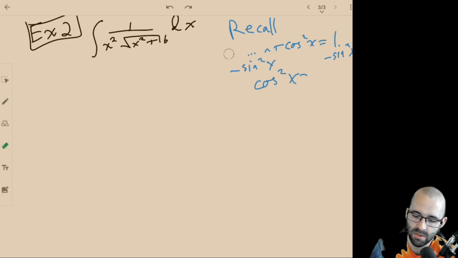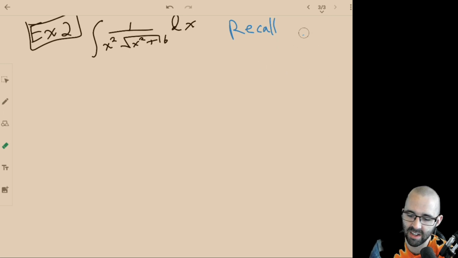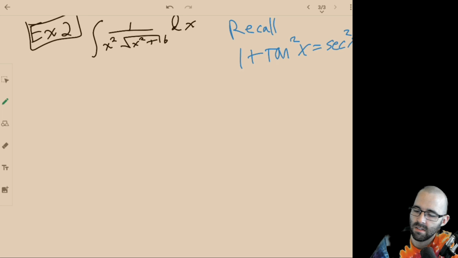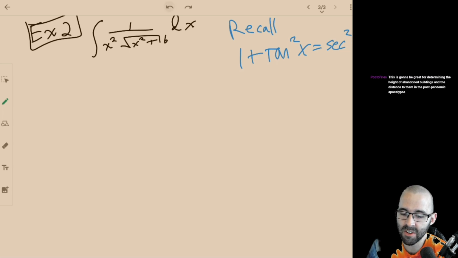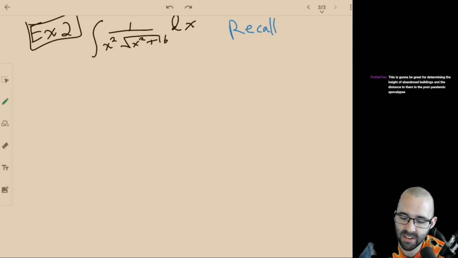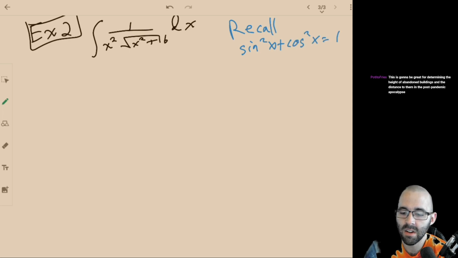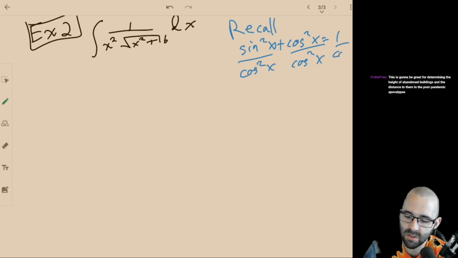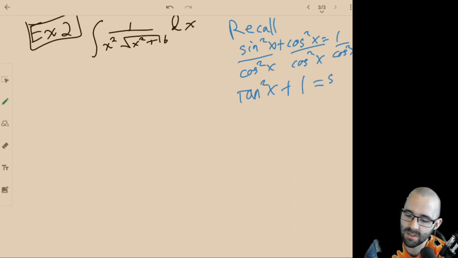The other option is that 1 plus tangent squared of x equals secant squared of x. Say you don't remember this one, and you only remember the first identity: sine squared of x plus cosine squared of x equals 1. What if we divide everything by cosine squared of x? Sine squared over cosine squared is tangent squared of x. Cosine squared divided by cosine squared cancels to be 1. 1 divided by cosine squared is secant squared.